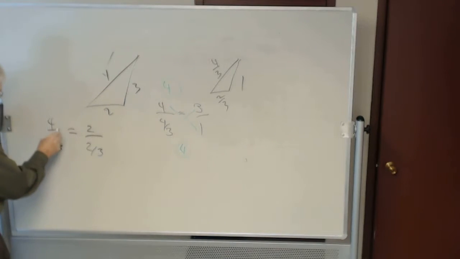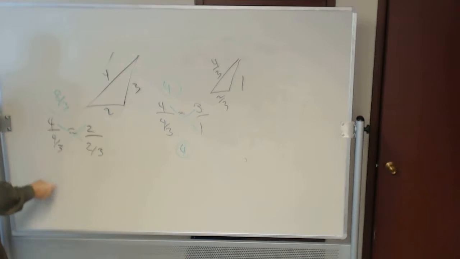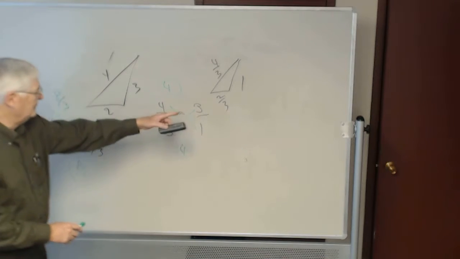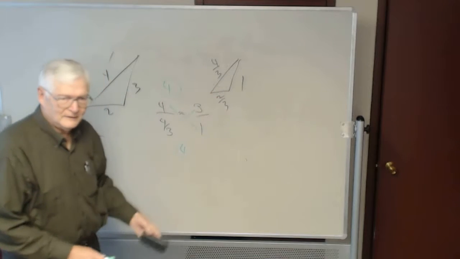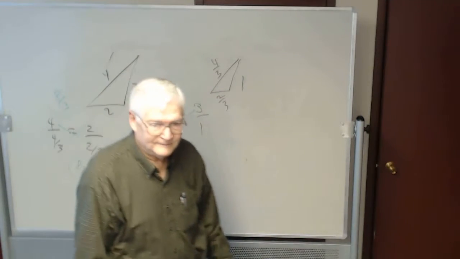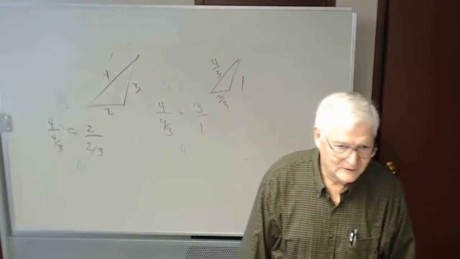Let's check this one out. What's 4 times 2/3? 8/3, right? What's 4/3 times 2? 8/3. So what do you conclude? Then let's check 2 over 2/3 equals 3 over 1. You do them all, and what do you conclude? Yeah, they're similar, aren't they?